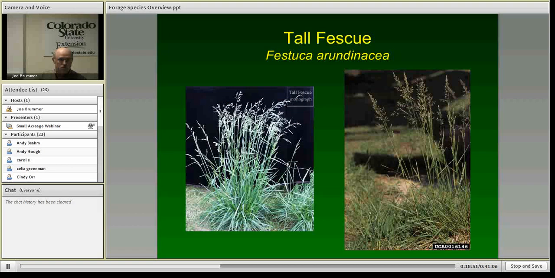Again, this is a bunchgrass type species. Again, very productive, it has these open panicle type seed heads, kind of a flowing type of look to it.